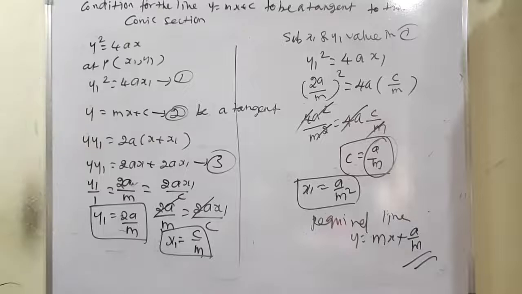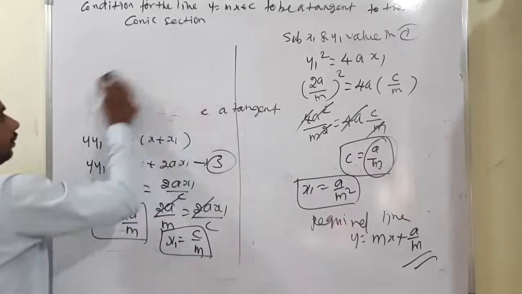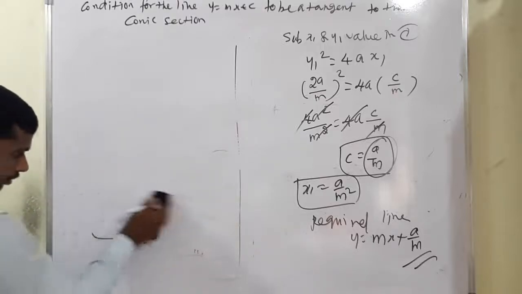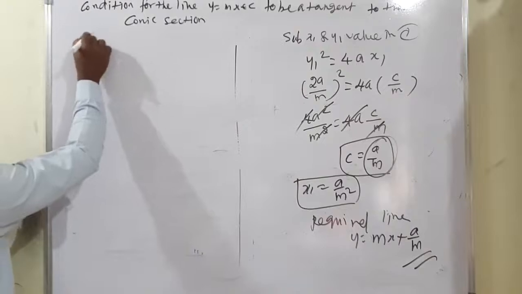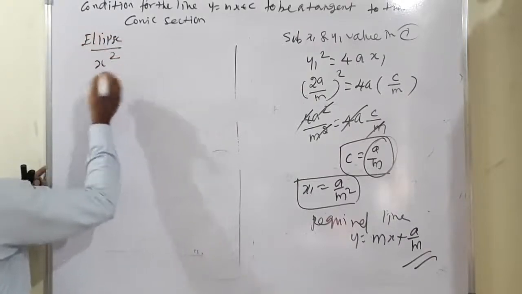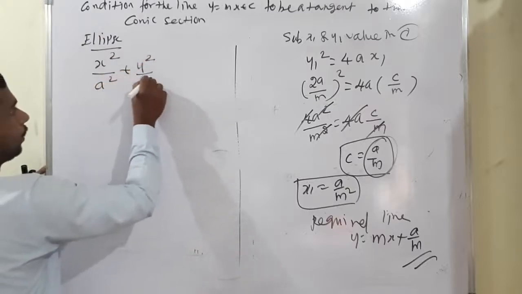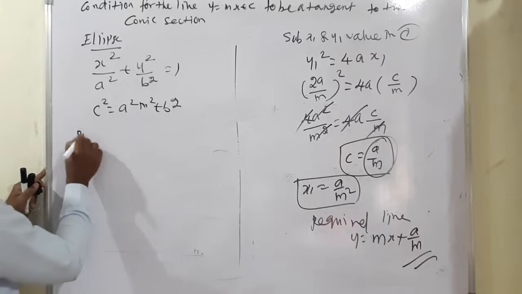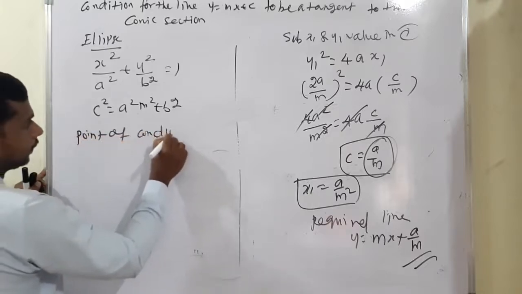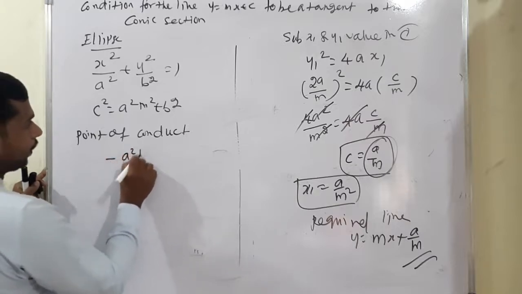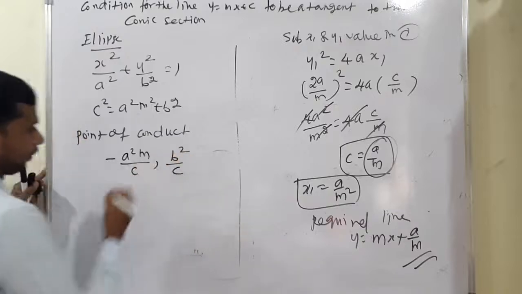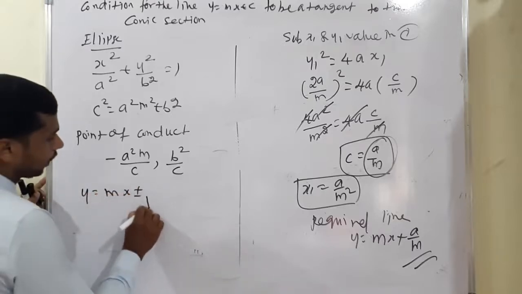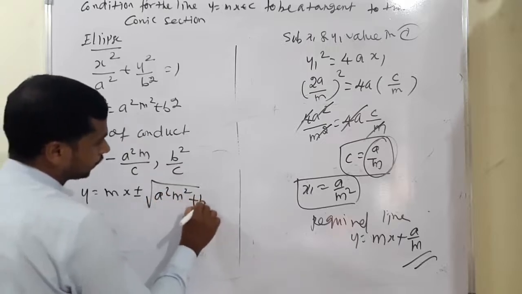Now I am moving to the ellipse. What is the general term of ellipse? x square by a square plus y square by b square is equal to 1. How to find out the c square value? c square is a square m square plus b square. What is the point of contact? Point of contact means minus a square m by c and b square by c. How to find out the tangent form? Tangent form means y is equal to mx plus or minus square root of a square m square plus b square. This is the ellipse condition.